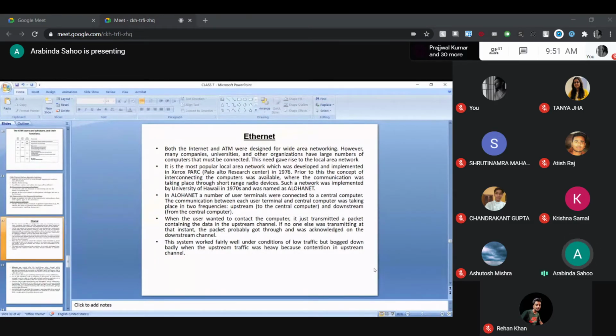But the disadvantage of Aloha net is that it works fairly well only under conditions of low traffic, if the number of computers in an organization is very low.